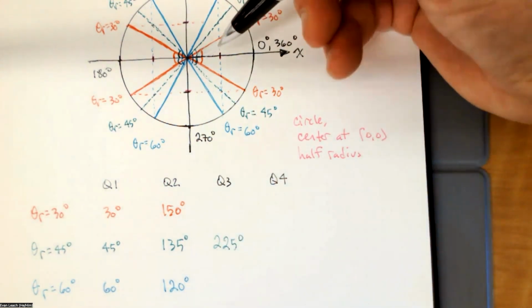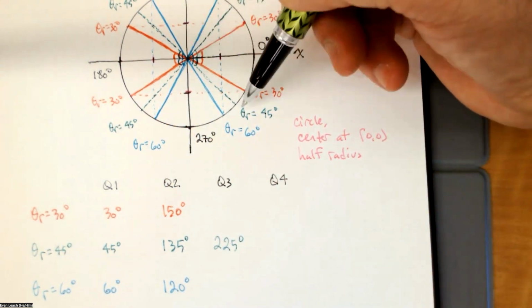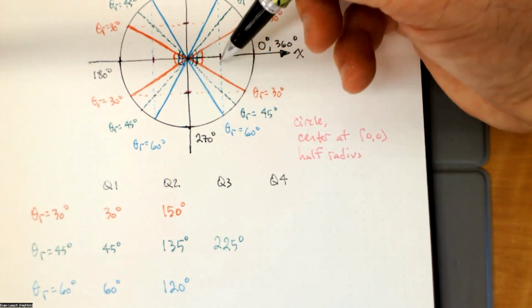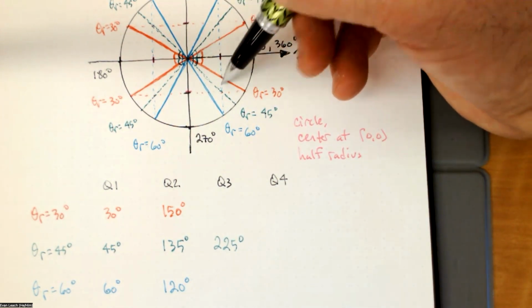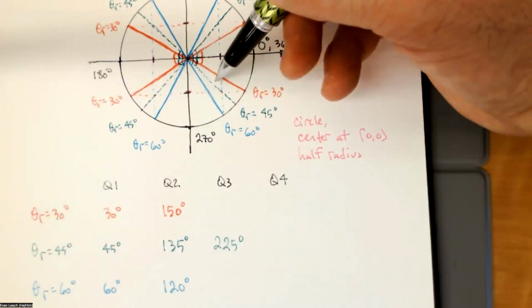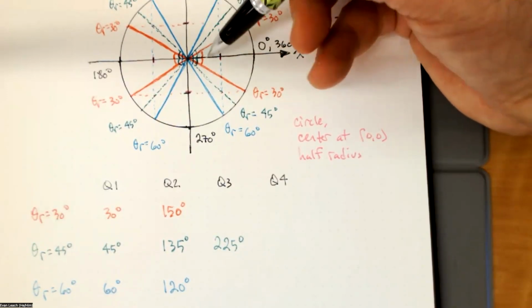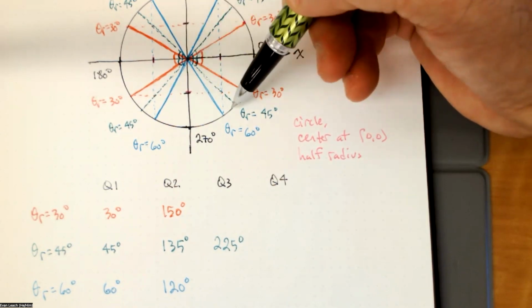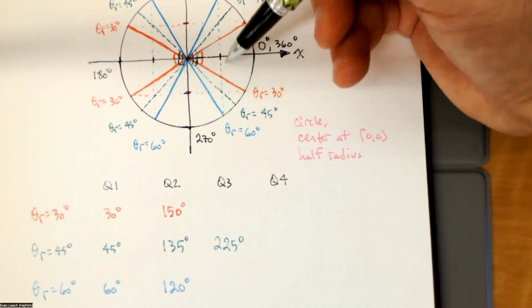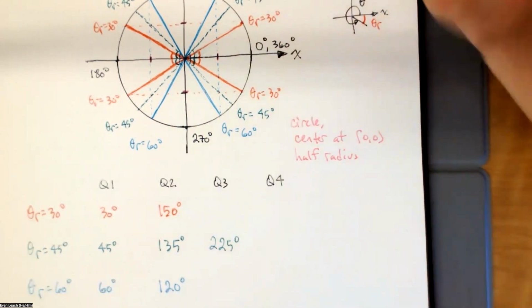What about 45 degrees in quadrant 4? So I've got 45 degrees from the terminal side to the positive x-axis. What's left over? 315, because if we go 315 around to this 45-degree reference angle, there are 45 degrees left to get to 360.